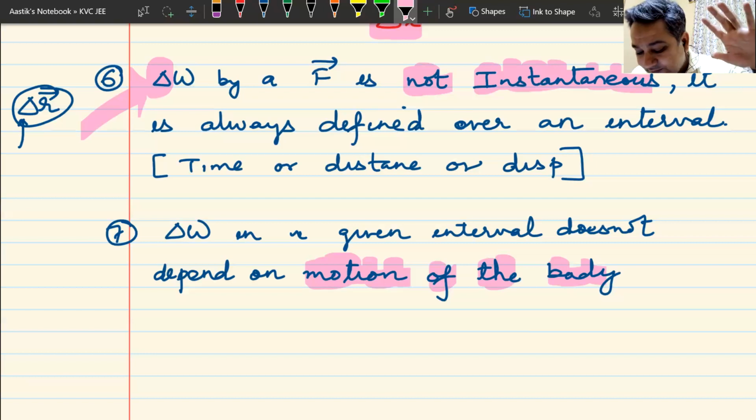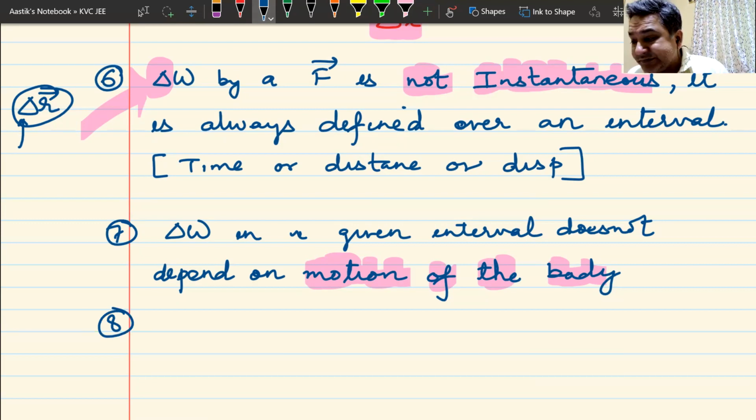Do we understand this? Can I have some raise hand that we understand this? I'm not getting raised hand. Everyone is sleeping or not able to understand. Can I have some raise hand that we understand this? Okay. Work done in a given interval of time does not depend on the motion.